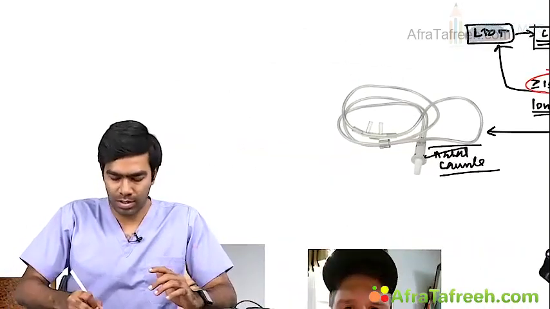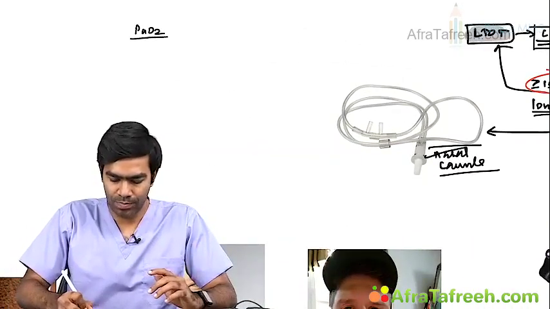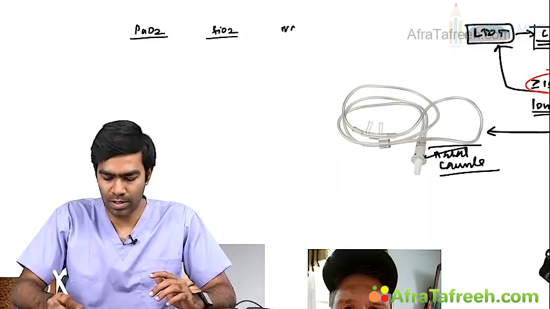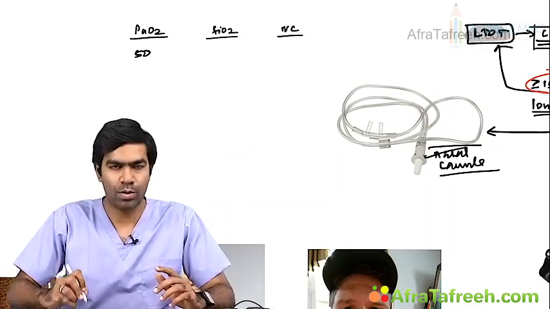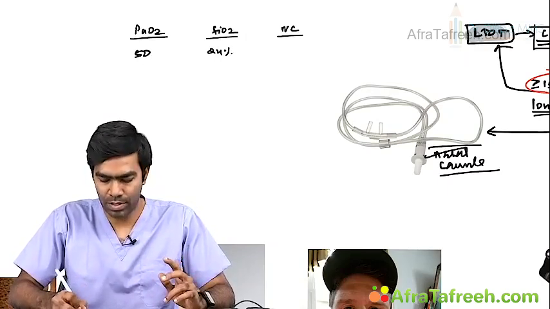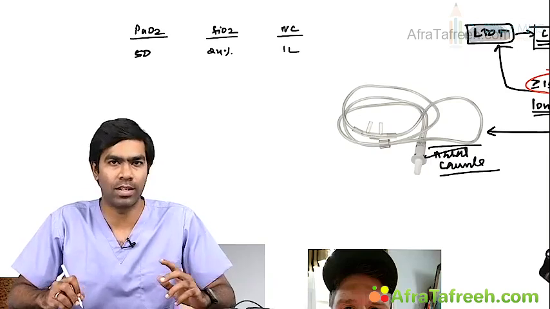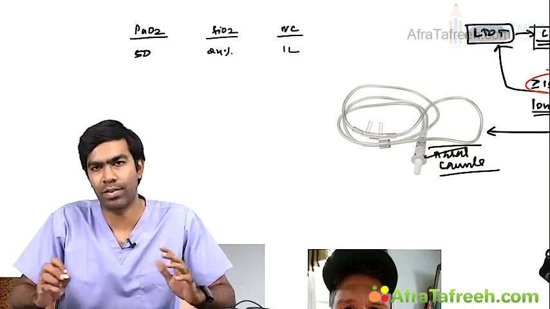Remember, to start with, I will take the starting PaO2 and I will tell what is the FiO2 I have to give and what will be the setting in the nasal cannula. Simple. So if the starting PaO2 is 50, my FiO2 will be 24%, and you know very well 1 liter in the nasal cannula is going to deliver approximately 24% FiO2.